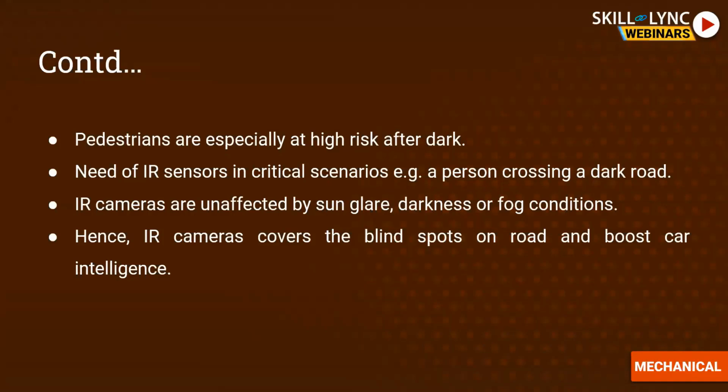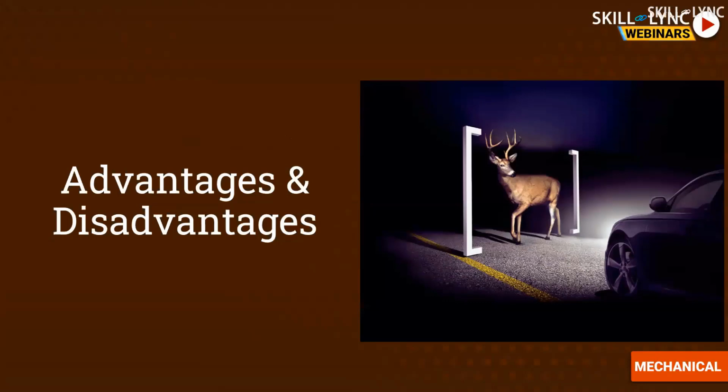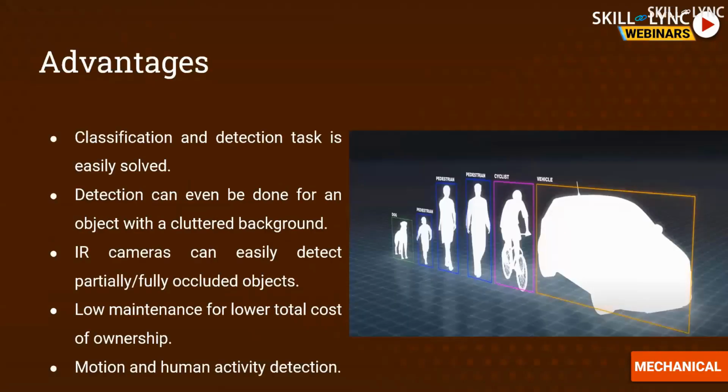I'm quite impressed that you've already moved to the advantages and disadvantages. So first, we talk about advantages. As I've mentioned in the previous slide, classification and detection tasks are quite important for autonomous vehicles. I'll explain classification and detection in brief.